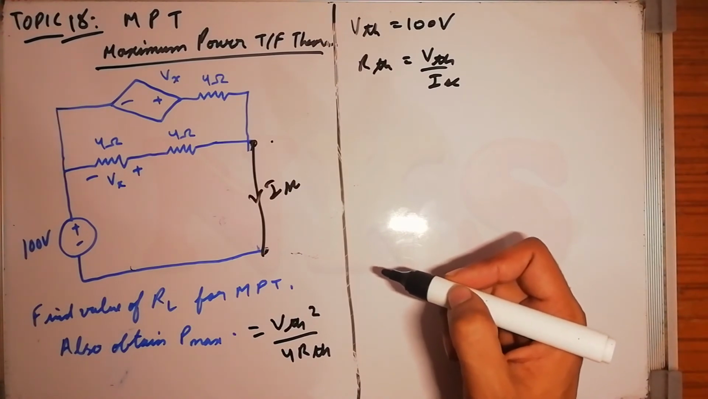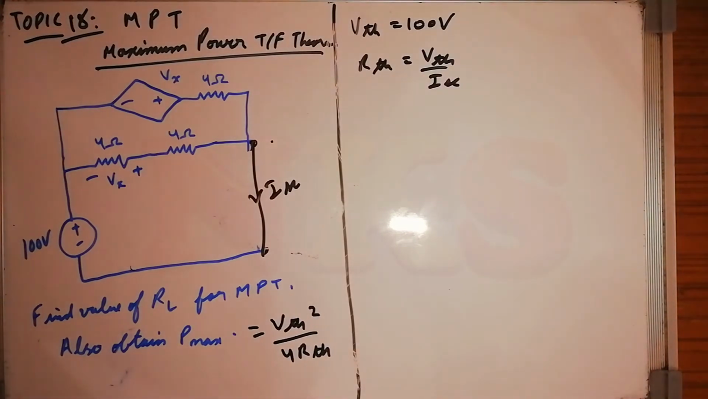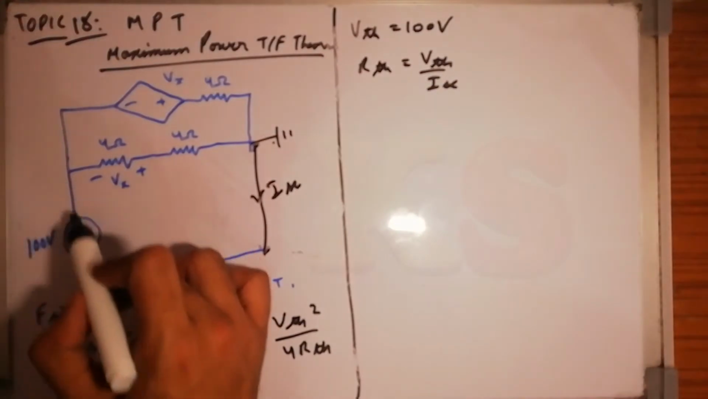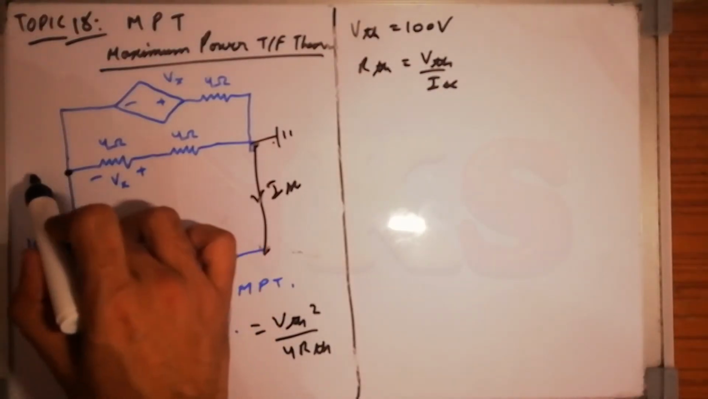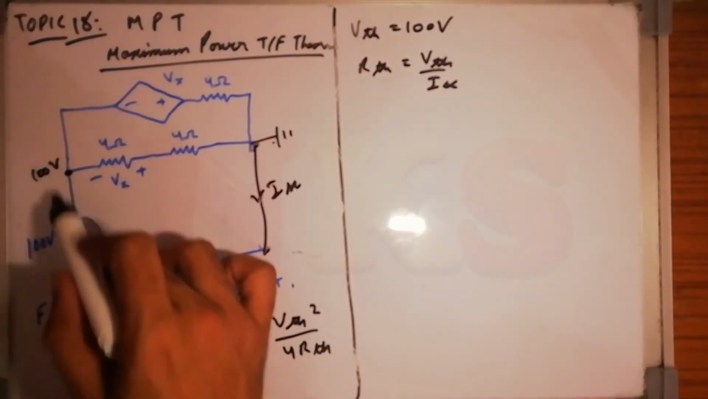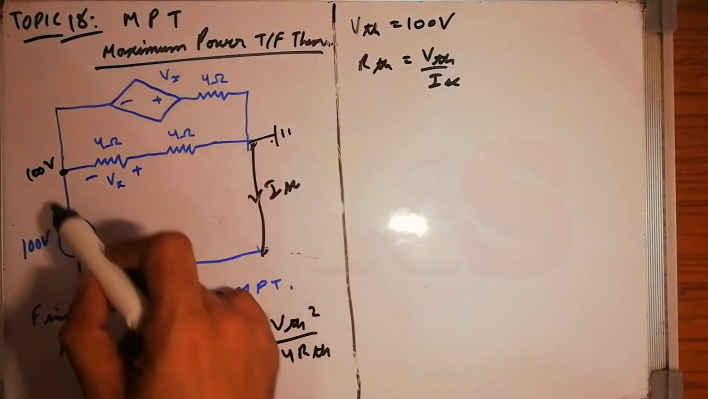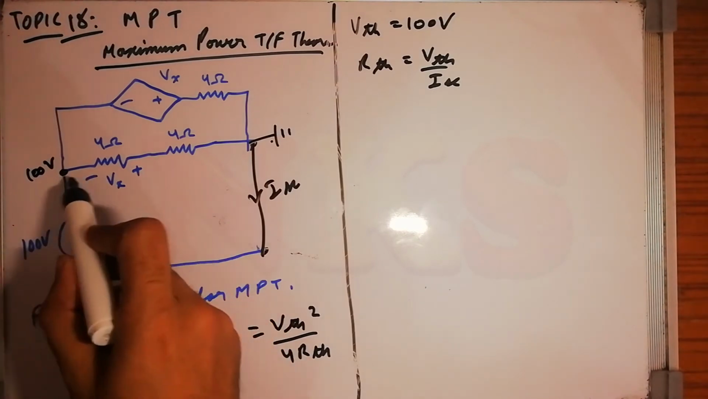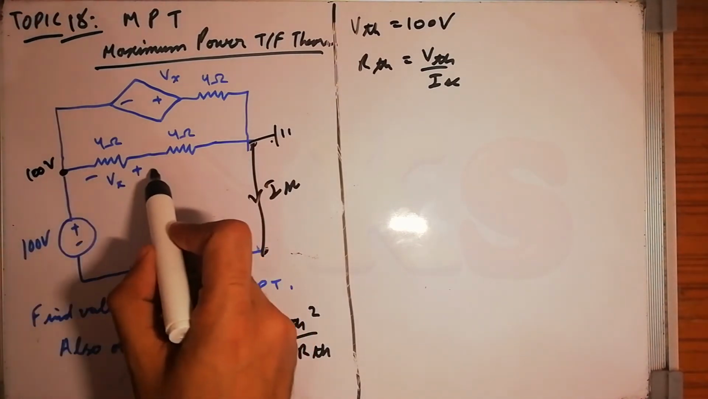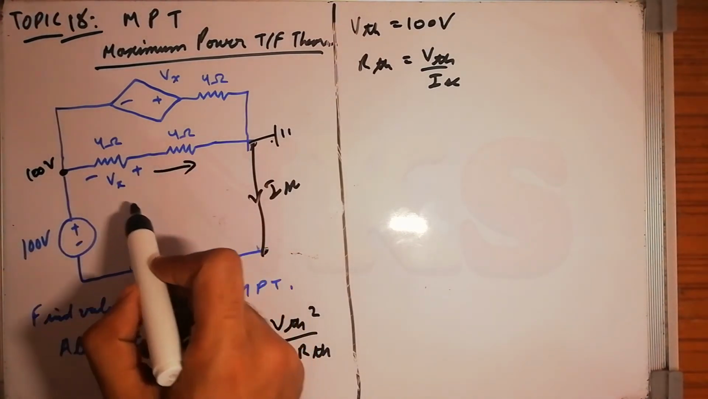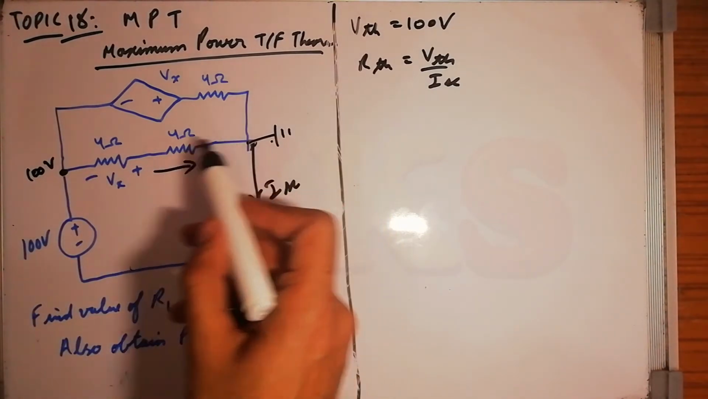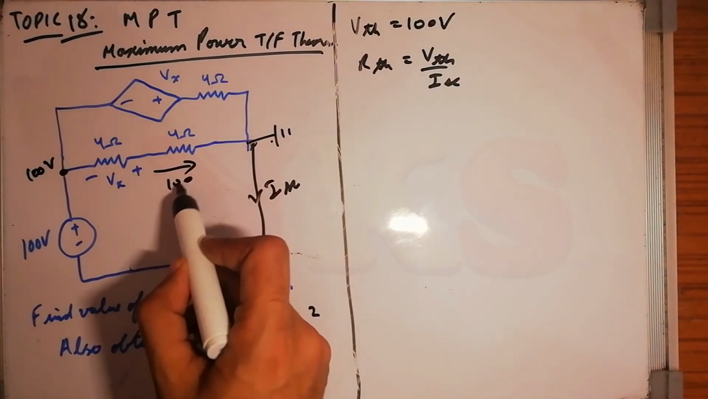To find out this current, let me assume this as a reference node. The voltage at this node will be 100 volts, because the source is connected. Or you can apply KVL in this branch. I have told you a number of times how to apply. So this is 100 volts. The current through this branch, let me assume the current is flowing in this direction, will be 100 divided by 8, because this is a reference node. So current through this branch will be 100 by 8 amps.